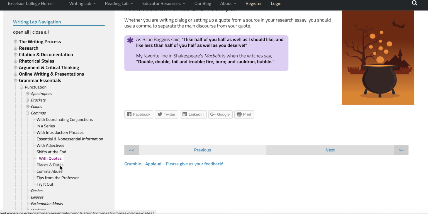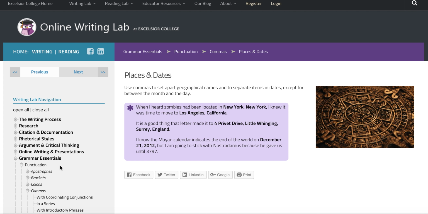Places and dates, I found that most of my students do pretty well with this comma rule. And I think it's one of the ones that's a little simpler. I remember being taught this in elementary school and having a pretty good sense of it.